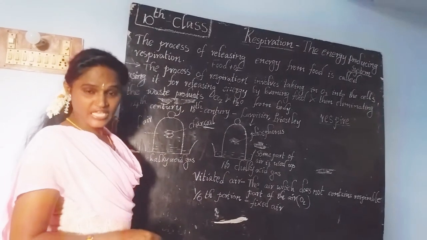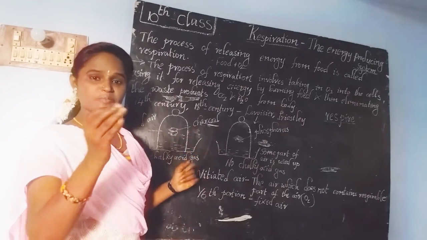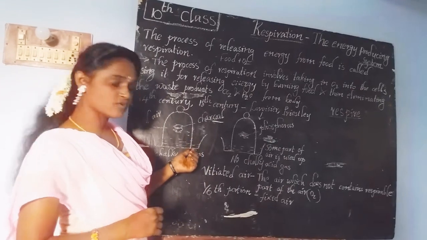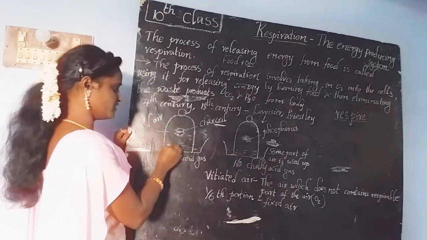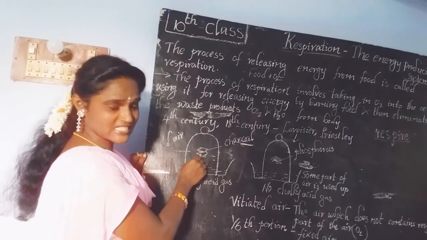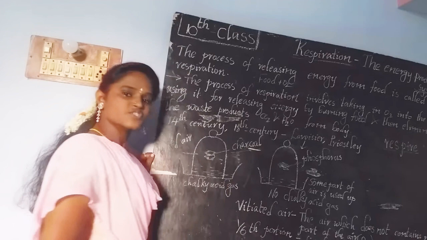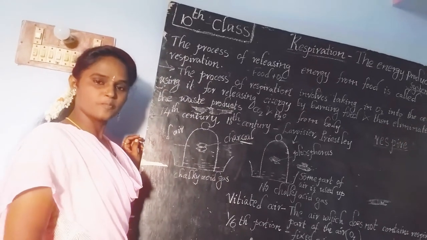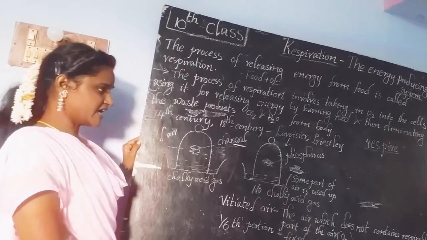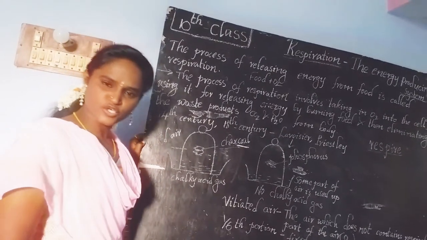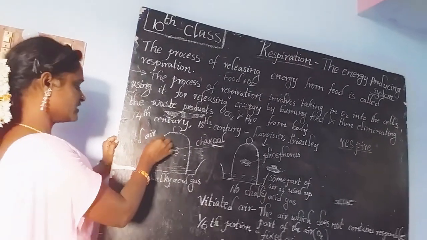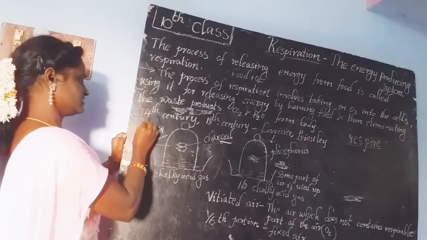For his experiments, he took a bell jar. You people are well familiar with the bell jar, which is very transparent. And he also took one tub. He filled the tub with water and inside the bell jar, he started burning charcoal, solid charcoal or charcoal powder. Whenever he started burning charcoal, it led to the production of a gas, and he named that gas as fixed gas.